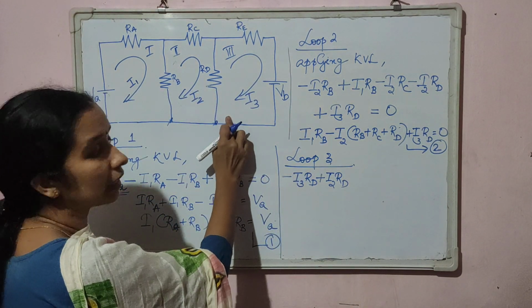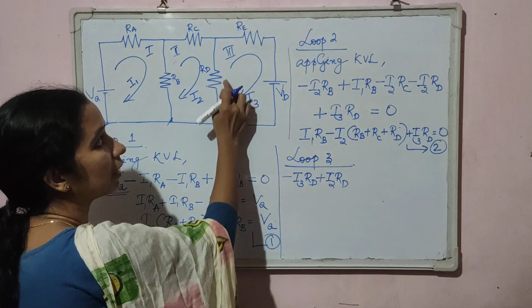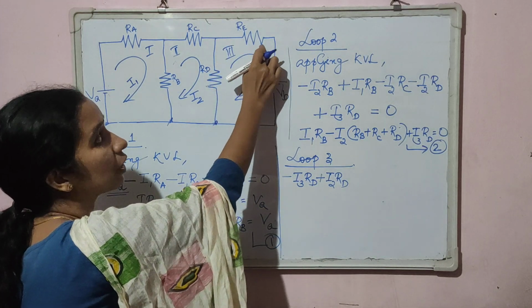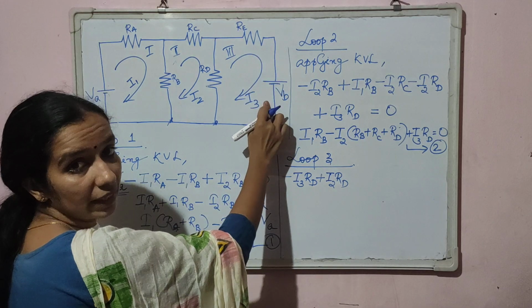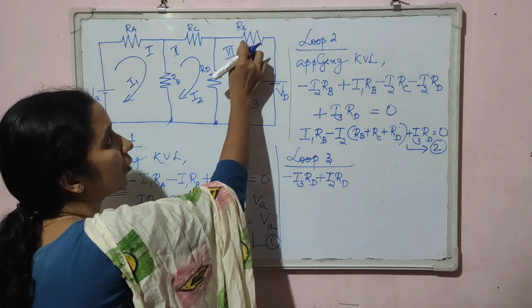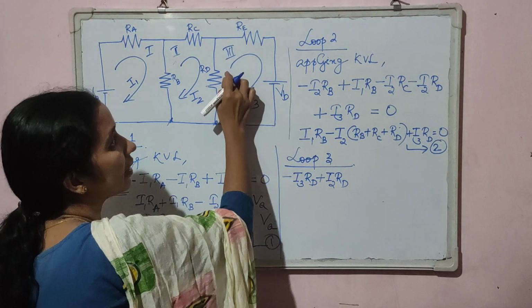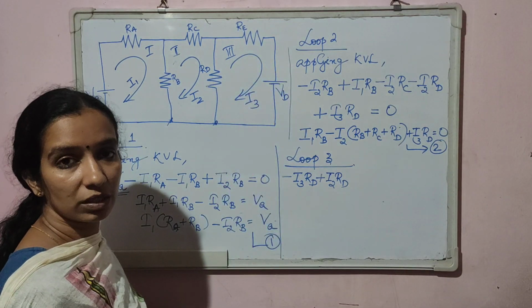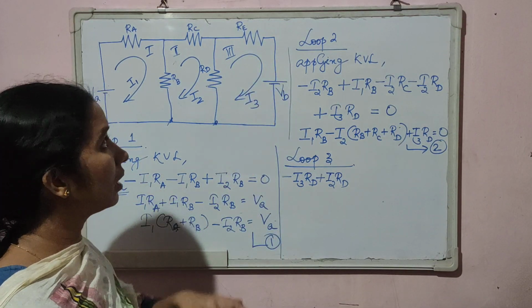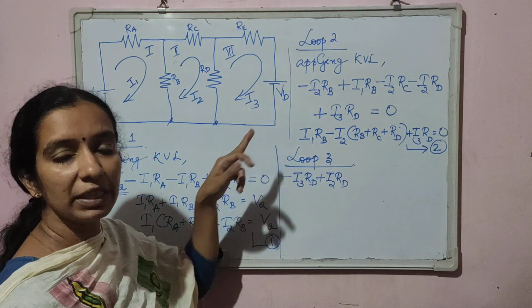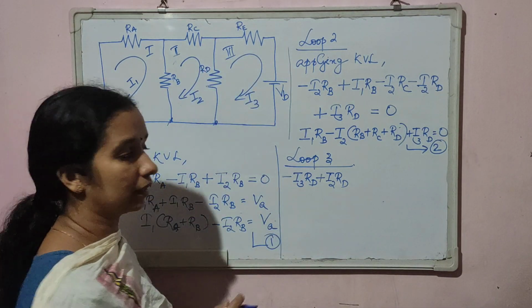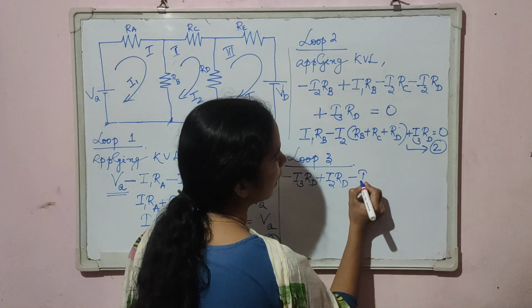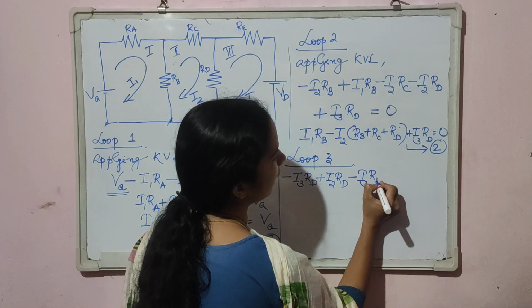So I am tracing loop 3 like this. So I have considered RD and next component is RE. And current flowing through RE is I3. So I am tracing the circuit in this direction. I3 is also flowing in the same direction. So voltage drop across RE due to I3 will be negative, and that is minus I3 into RE.